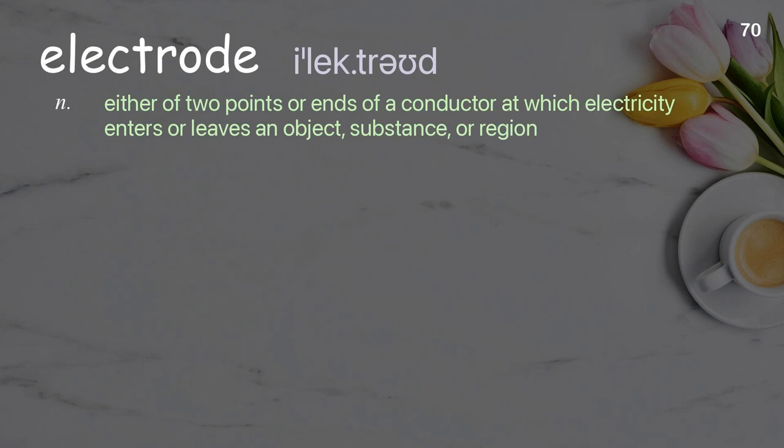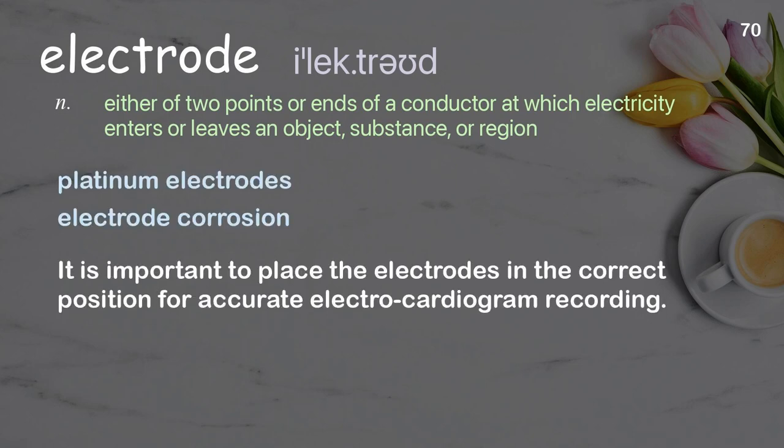Electrode. Either of two points or ends of a conductor at which electricity enters or leaves an object, substance, or region. Examples: platinum electrodes, electrode corrosion. It is important to place the electrodes in the correct position for accurate electrocardiogram recording.